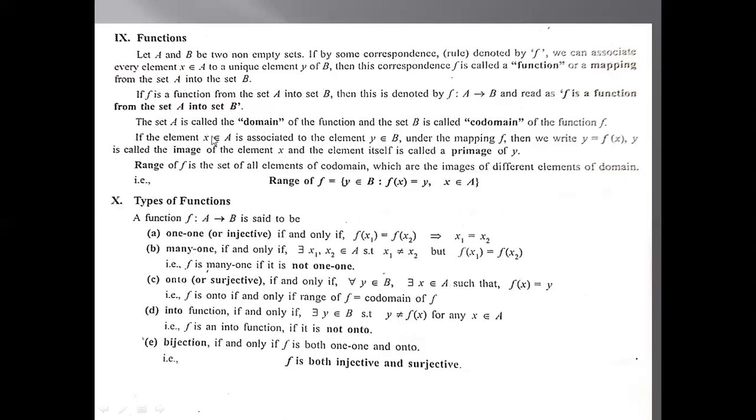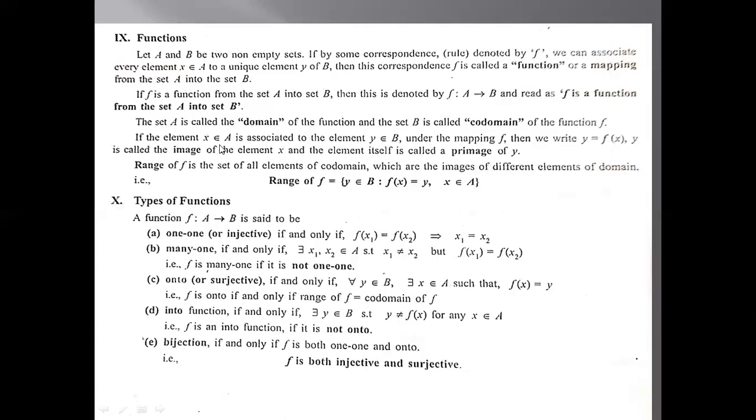The set A is called the domain of the function and the total set B is known as the codomain of the function. If the element x belongs to A is associated to the element y belongs to B under the mapping f, then we write y is equal to f of x. Once again, if an element x of the set A is associated to the element y which belongs to B under the mapping f, then we write y is equal to f of x.